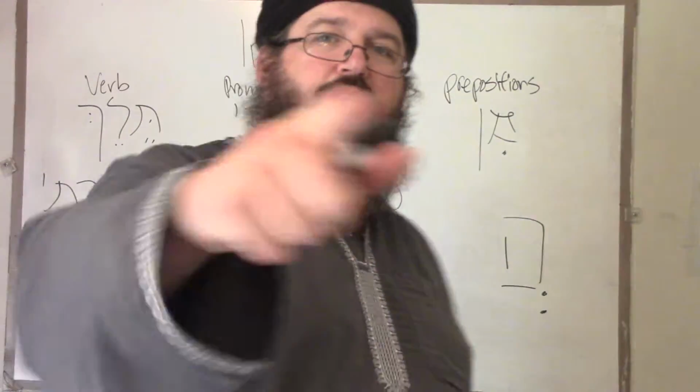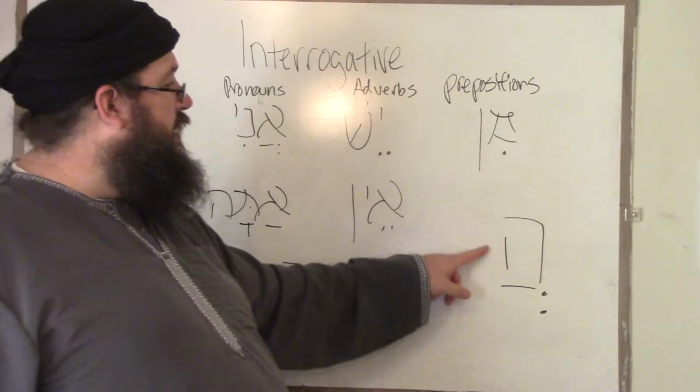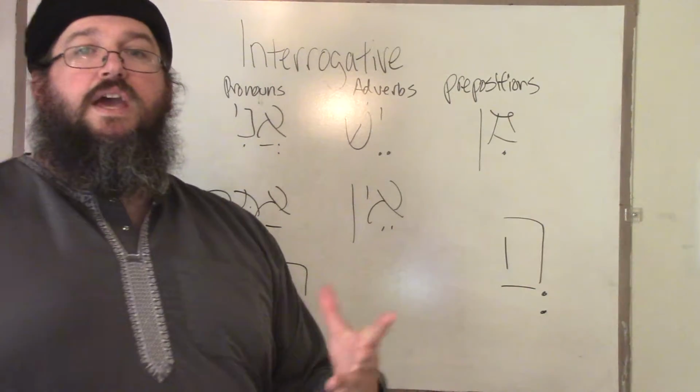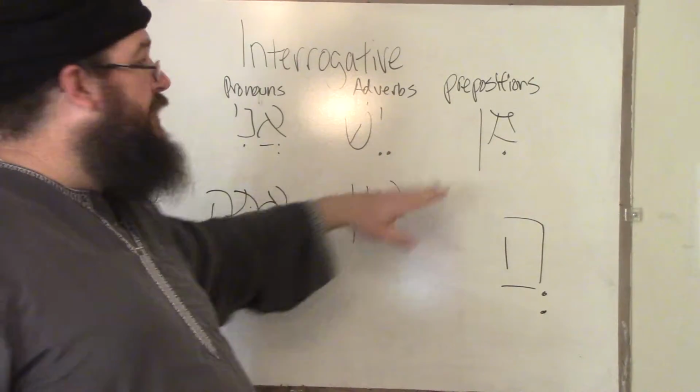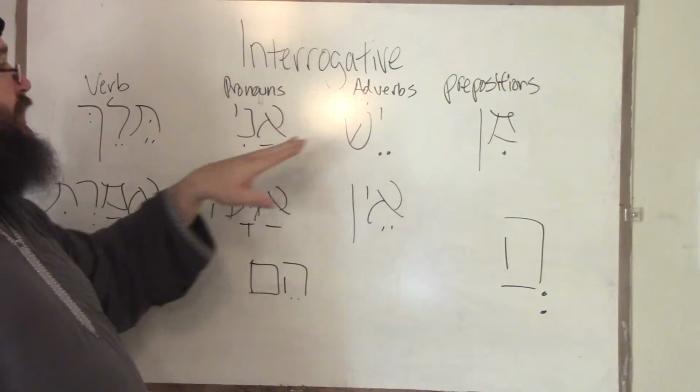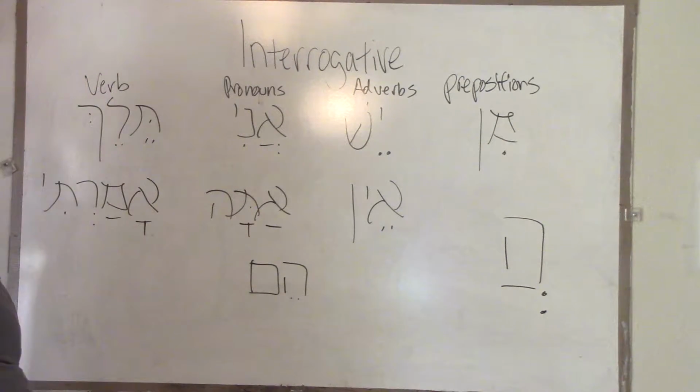All right, welcome back to number two, interrogatives. Here we're going to focus on the hey interrogative. This is the hey that's attached to any word. It could be a preposition, an adverb, a pronoun, or a verb to which it can be attached.